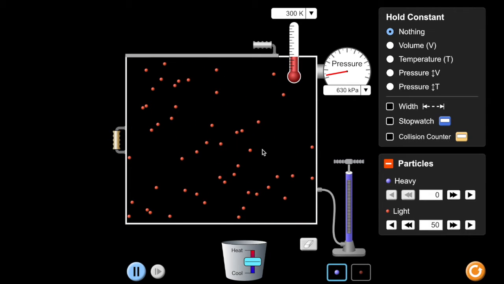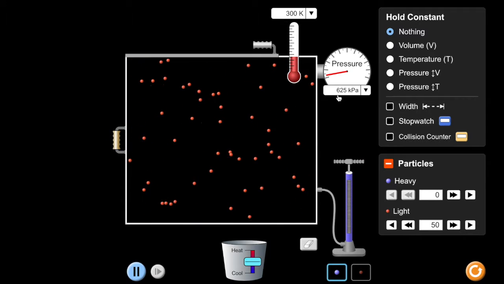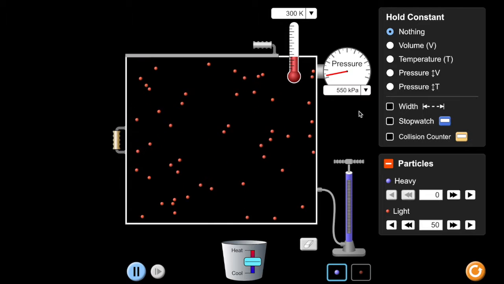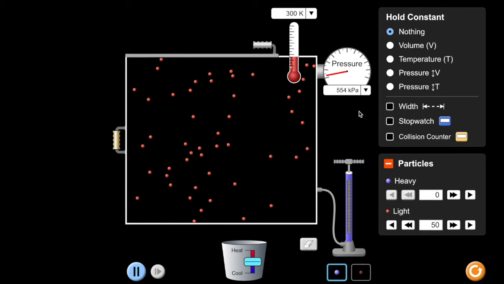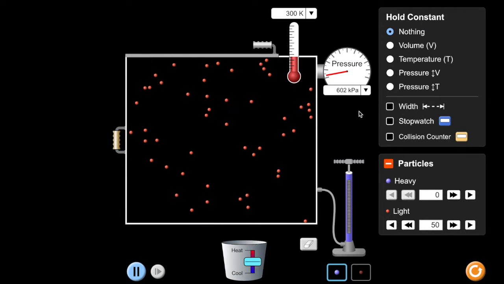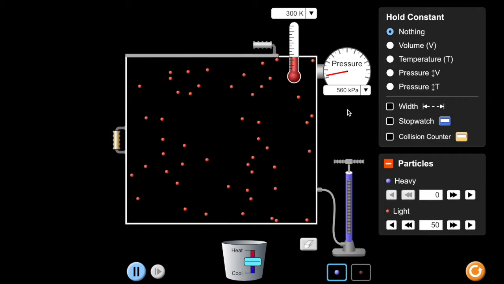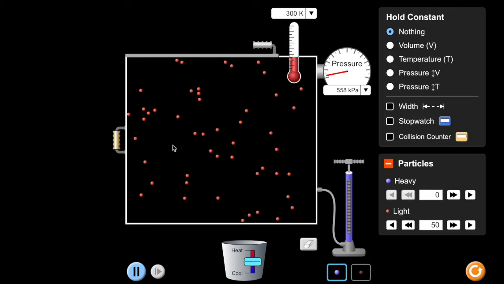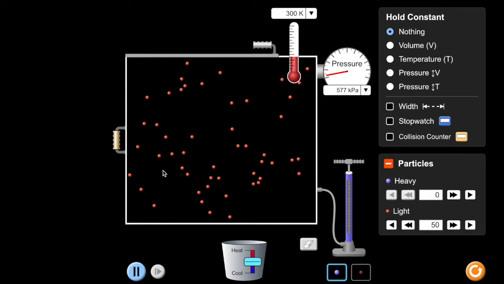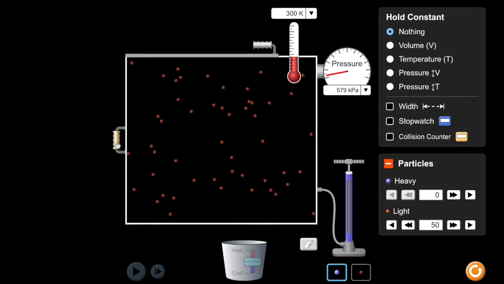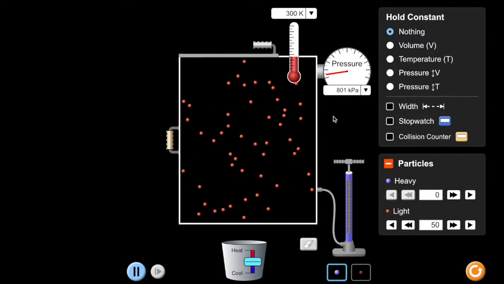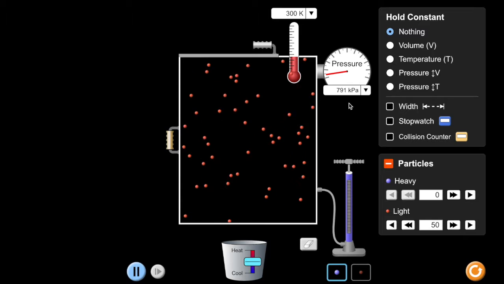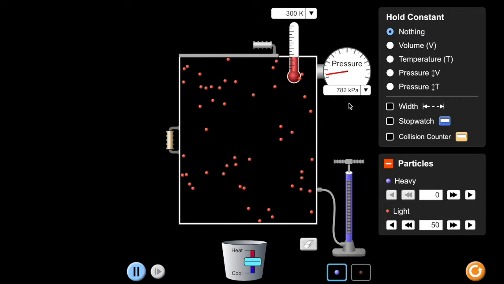So right now we're holding pretty steady at between 500-600 kilopascals. Okay, so let's see what happens when we adjust the volume of our container. So what I'm going to do is decrease the volume here, and we're going to see what happens. As I decrease the volume, you can see that our pressure increased fairly dramatically, right? Well, let's think about why that is.